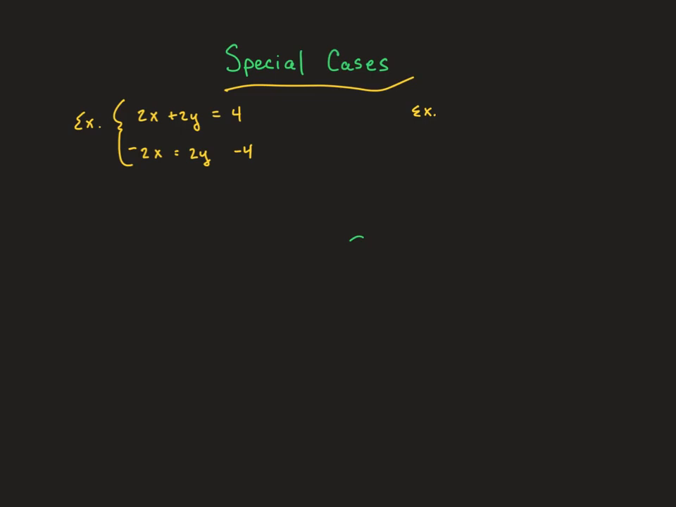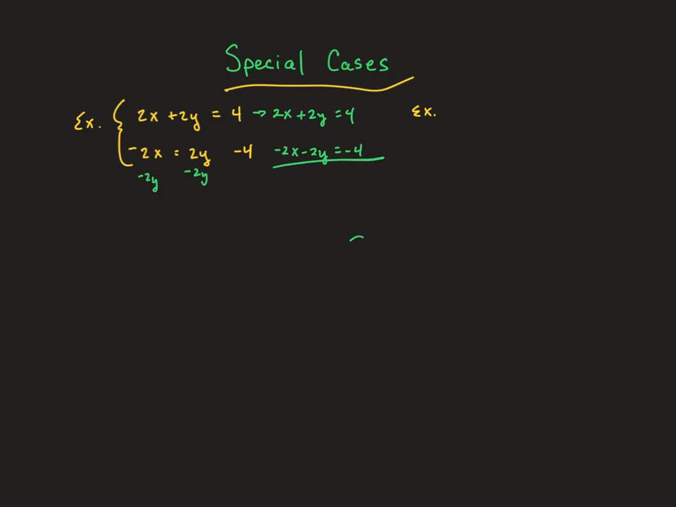And so I'm going to do that by just subtracting 2y from both sides. And that will give me negative 2x minus 2y is equal to -4. And I'm going to go ahead and rewrite this equation just so I line them up. And I have 2x plus 2y equals 4.